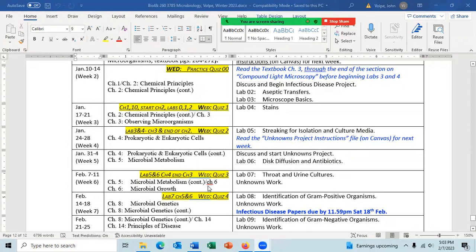Realize that we are having a quiz this Wednesday, quiz 3. The quiz is going to cover labs 5 and 6, chapter 4, and the end of chapter 3. It is not covering chapter 5. Any questions about the quiz or what we're going to do?